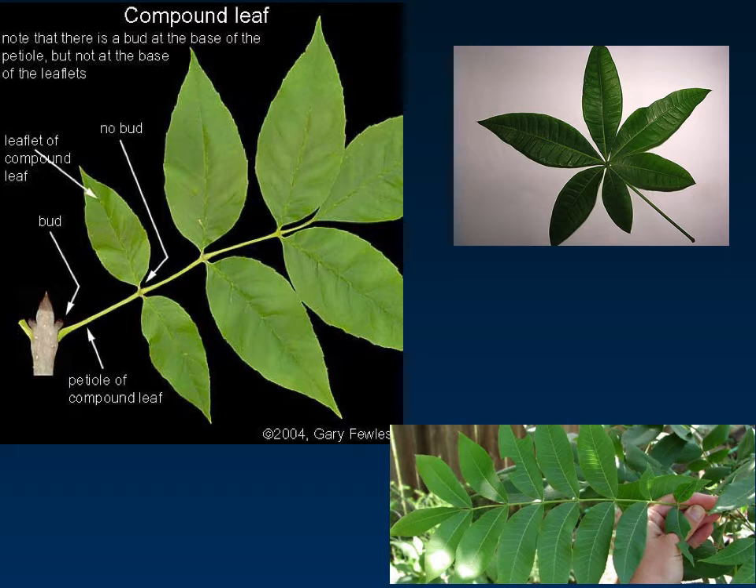So sometimes it'll say in the diagnostics or keying out of these plants X number of pairs of leaflets for a particular species of a pecan or a walnut or something like that. This looks to be some kind of a walnut. Kind of hard to tell without the reproductive structures though, isn't it?